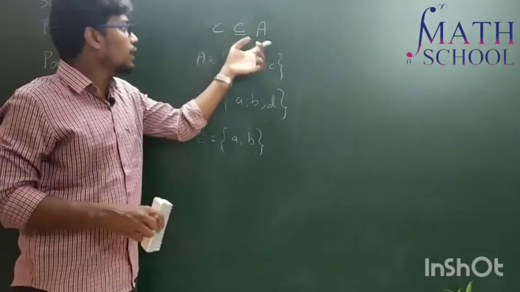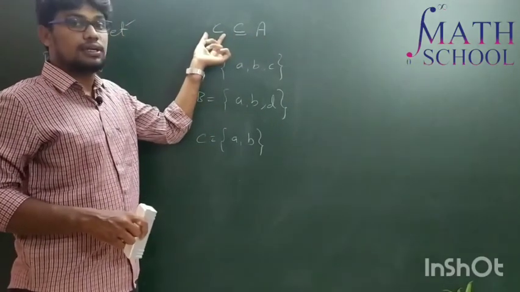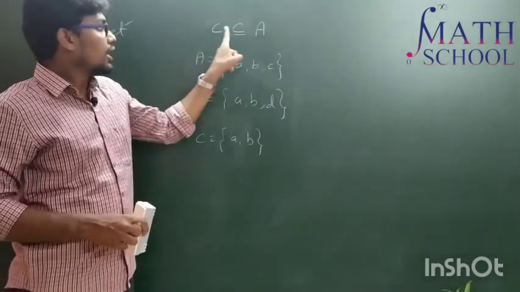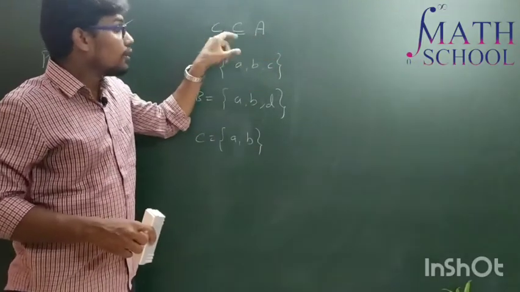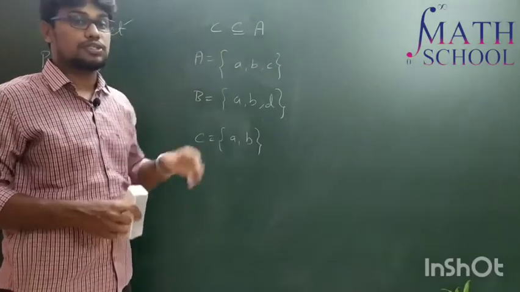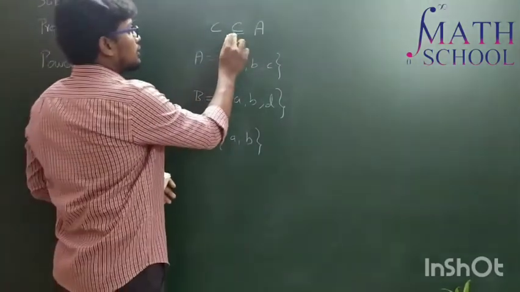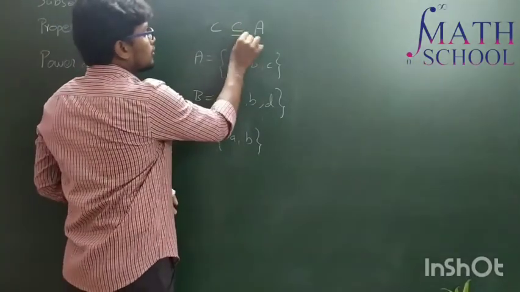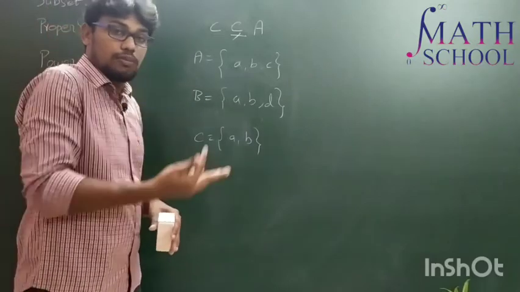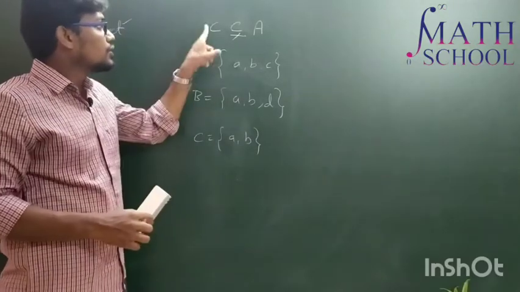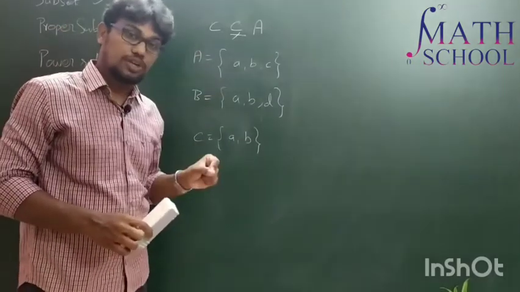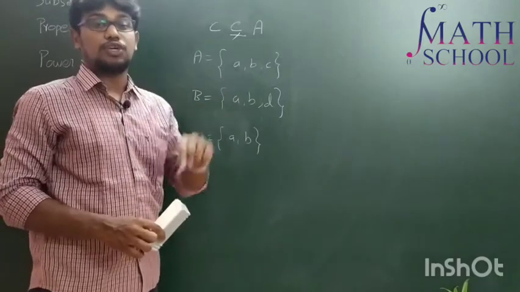Even at least one element of A missing here in the subset, then we can call this set a proper subset. The notation for a proper subset: some authors may use like this, some authors may use like this. More precisely, C is a proper subset of A when C is a subset of A but C is not equal to A.